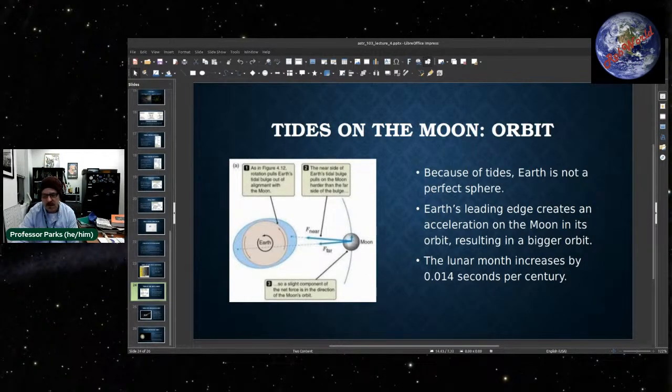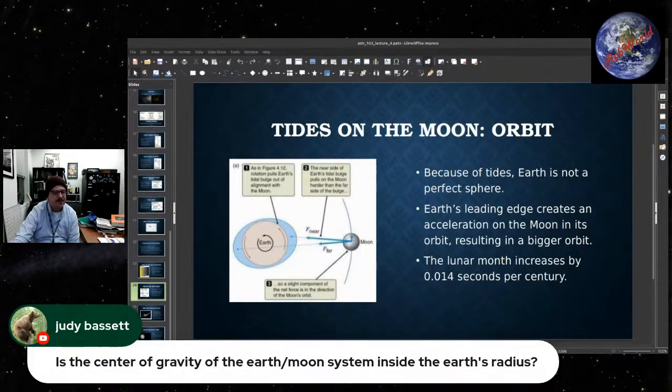All right, let me go with that. I've got a question: is the center of gravity of the Earth-Moon system inside the Earth's radius? It is. Again, I don't know the exact number, but it is fairly close to the Earth's core.